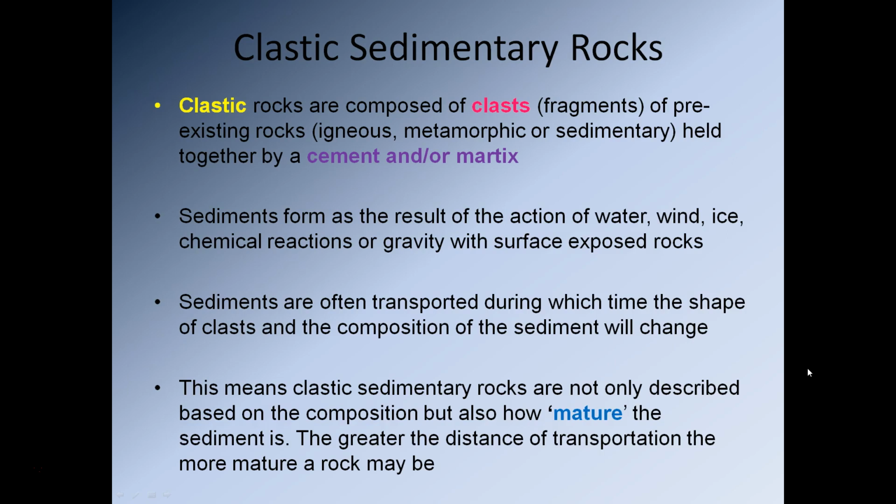So sediments are often transported, during which time the shape of the clasts and the composition of the sediment will begin to change. This means that clastic sedimentary rocks are not only described based on their composition, but also how mature they are. The greater the distance the sediment's been transported for, the more mature the sediment is considered to be.